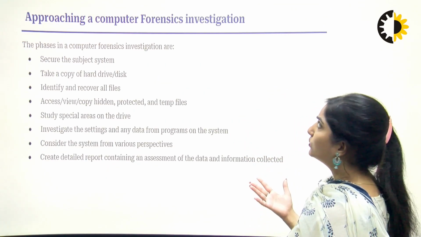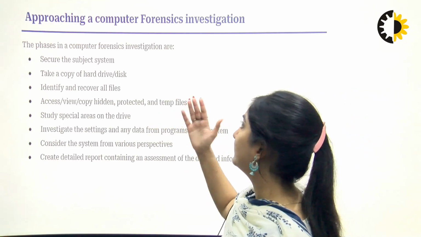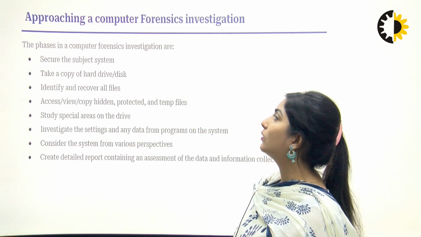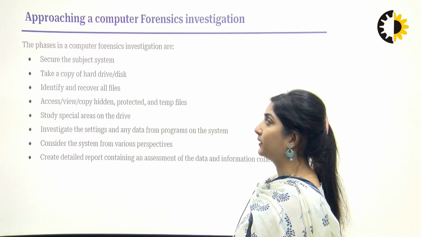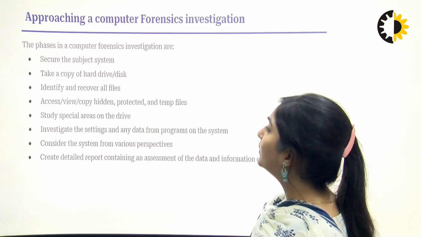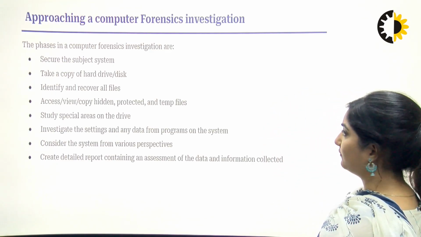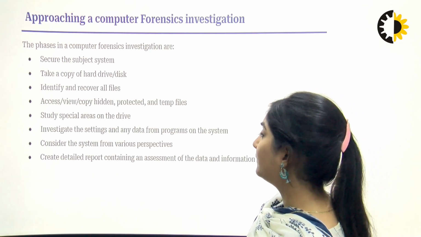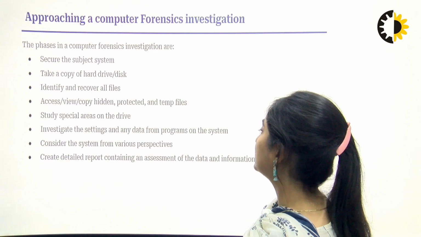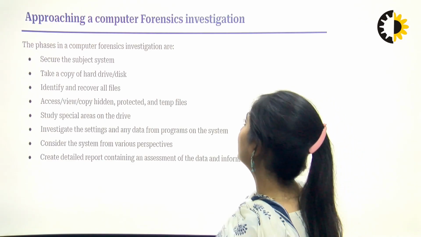So how do you approach a computer forensics investigation? The phases in a computer forensic investigation are: secure the computer or the subject system. Take a copy of the hard drive or disk. Identify and recover all files. Access, view, and copy hidden, protected, and temp files. Study special areas on the drive. Investigate the settings and any data from programs on the system. Consider the system from various perspectives. Create a detailed report containing an assessment of the data and information collected.